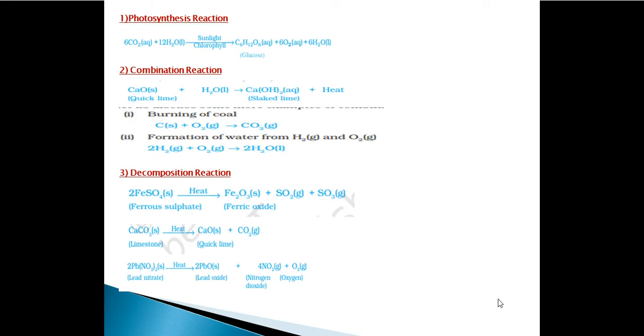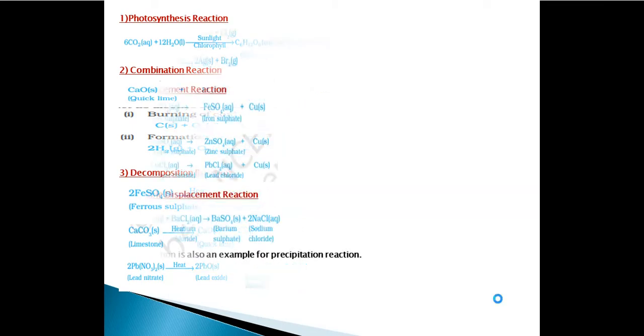We have three types of decomposition reaction. Decomposition reaction using heat is called thermolysis. Decomposition reaction using water is called hydrolysis, and decomposition reaction using electricity is called electrolysis. Decomposition reaction using heat, decomposition reaction using electricity, and decomposition reaction using sunlight. These three types of reactions are given in your textbook in chapter number 1, Chemical Reactions and Equations.